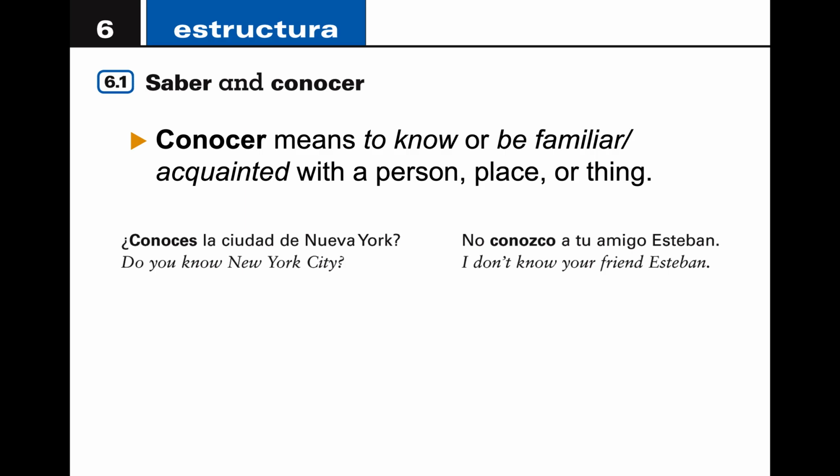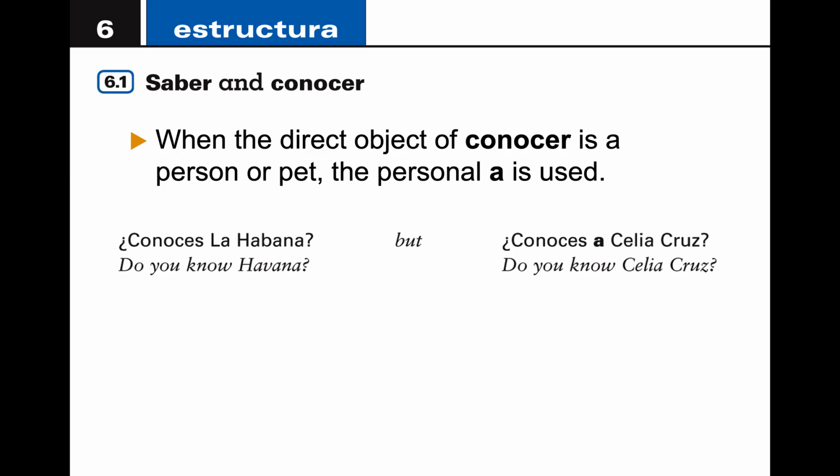So the examples we have here are, do you know New York City? It's not asking you for a specific fact about the city. So that's why conocer is the better use. If you're saying, no conozco a tu amigo Esteban, that is more of, I don't know Esteban, not a fact about him, but I don't actually know him as more than an acquaintance or a name.